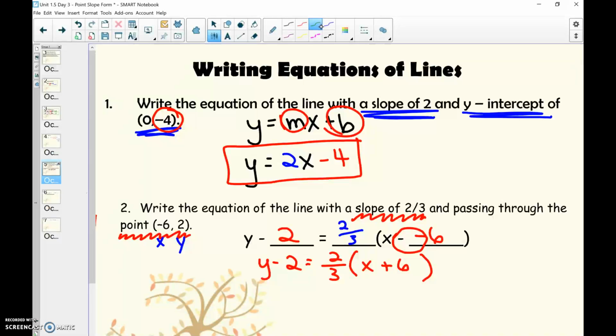Alright, now we've got something on the outside of a parentheses, which means we have to do some, hopefully you know what this is called. Hopefully you're thinking in your head. This is distributing. So I'm going to keep the y minus 2 over here, and I'm going to multiply 2/3 times x and times +6. That one's going to be a little tricky. We'll get to that part. But 2/3 times x is super easy. You just put them together. So 2/3 times x is 2/3 x.